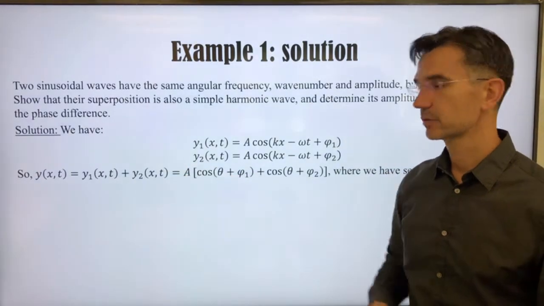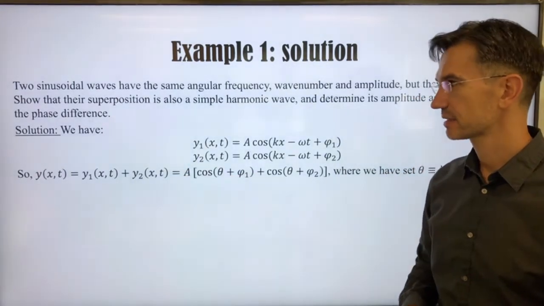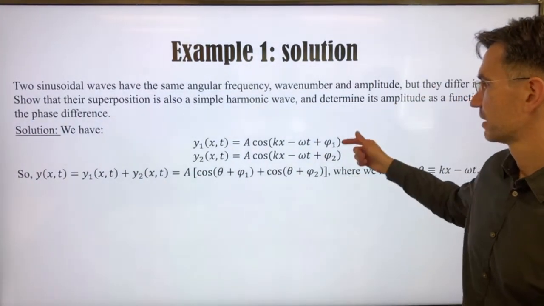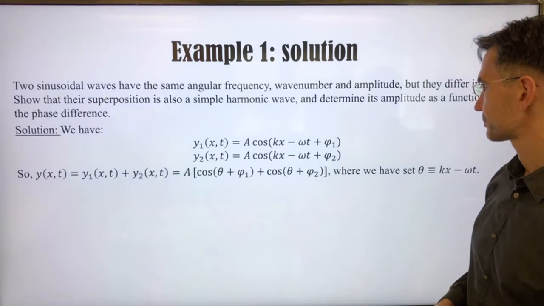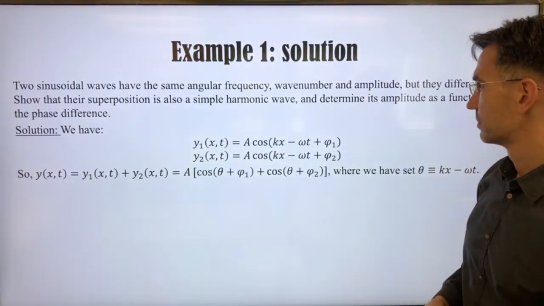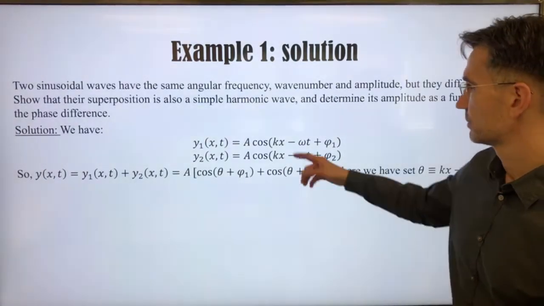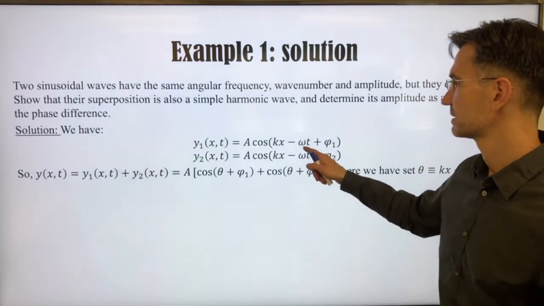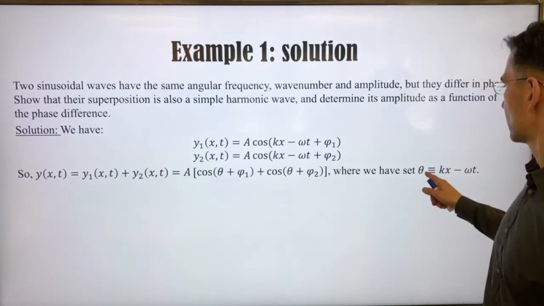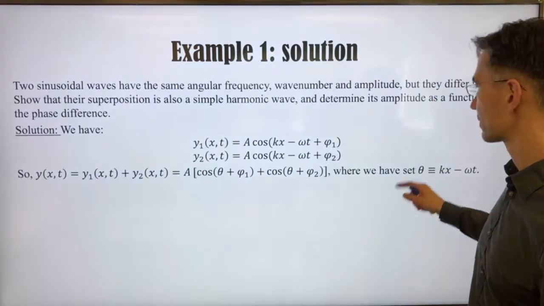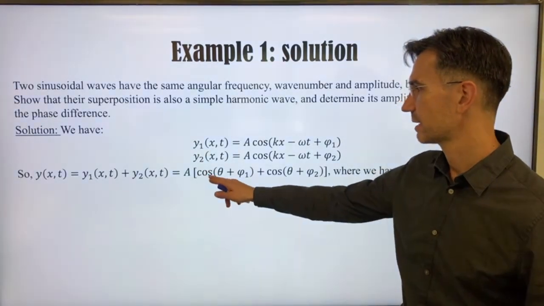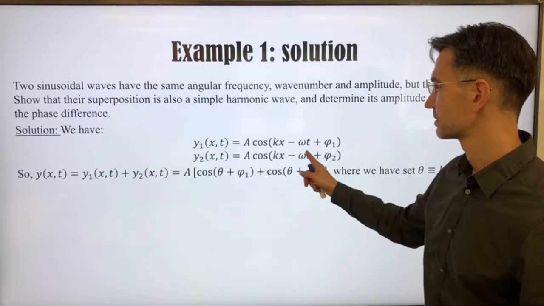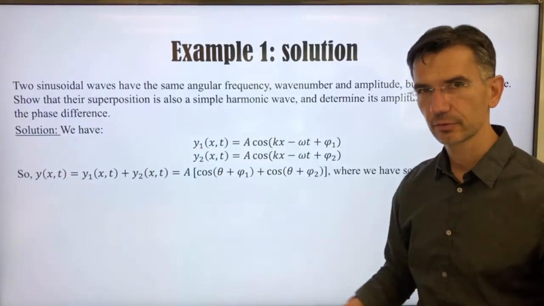The resulting wave is just y as a function of x and t. It's the sum of the individual ones. Here I've written out the sum of these two waves, and I've used a substitution. Instead of writing kx minus omega t in each case, I've set kx minus omega t equal to this parameter theta. So the sum is A times cos(theta plus phi 1) plus cos(theta plus phi 2), where theta is this factor here. This is just for ease of work.